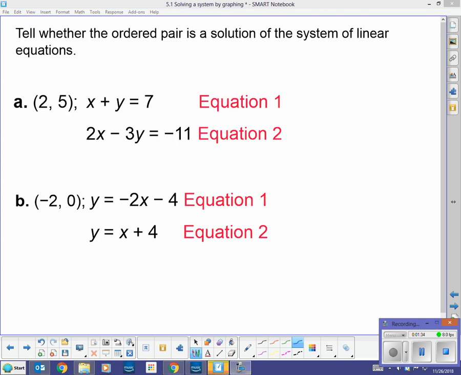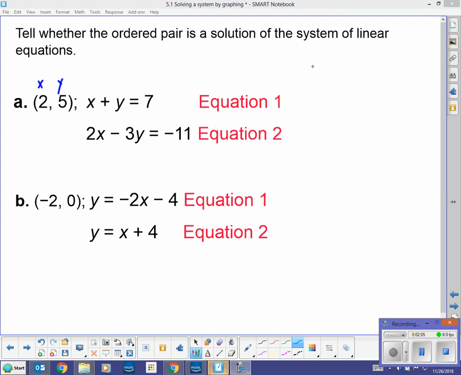So the first type of question we have to ask is whether a given ordered pair is a solution to a given system of linear equations. And this is quite easily done just by substituting. Okay, so here I have x and y, 2 and 5, and I've got these two equations. So you notice we have an x and y in both of these equations. Right? So we have a system of equations, two variables, x and y, two equations.